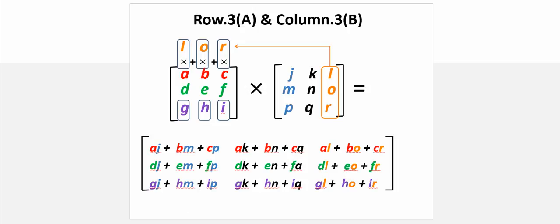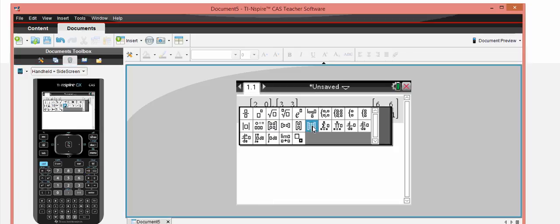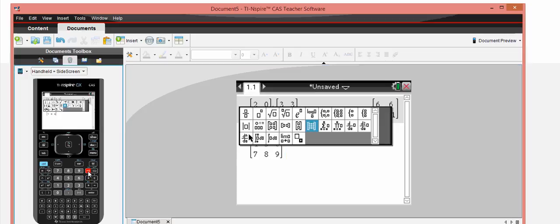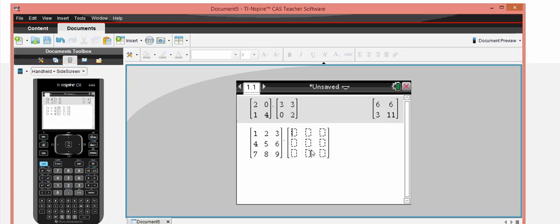So let's give this an example using our calculator again. We're going to select, in this case, a 3 by 3: 1, 2, 3, 4, 5, 6, 7, 8, and 9, and we're going to multiply it by any other matrix that has 3 rows. So we'll go with a 3 by 3 again. Let's continue our pattern: 10, 11, 12, 13, 14, 15, 16, 17, and 18.